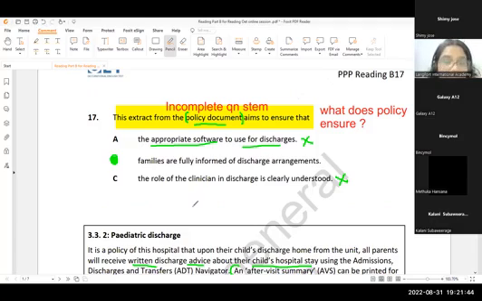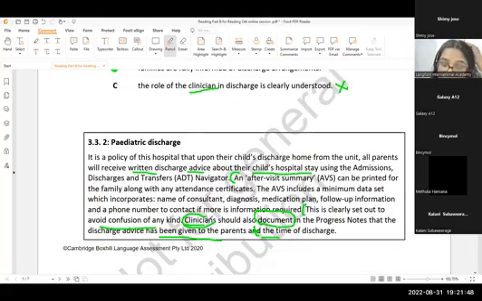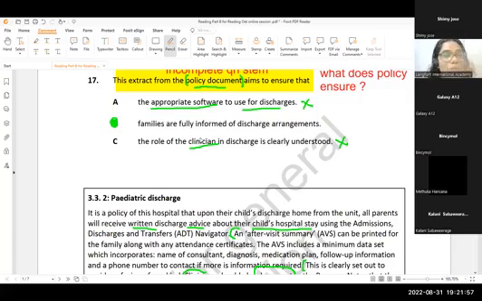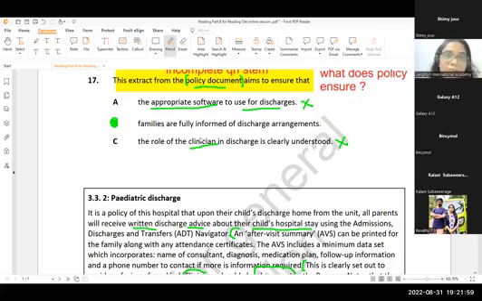Many of my students often say, oh ma'am, they have given clinician here, they have given clinician at the end, so that is the answer. No. You cannot match the words of the option to the words or the topic given in the text. Look at the content. Look at the meaning. So we know the answer is B.